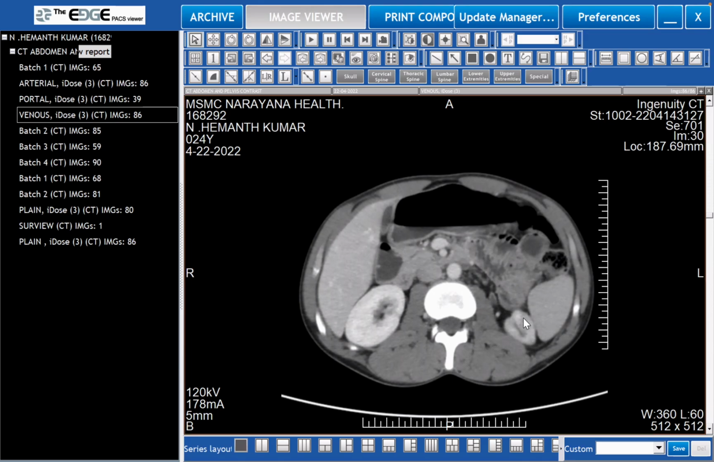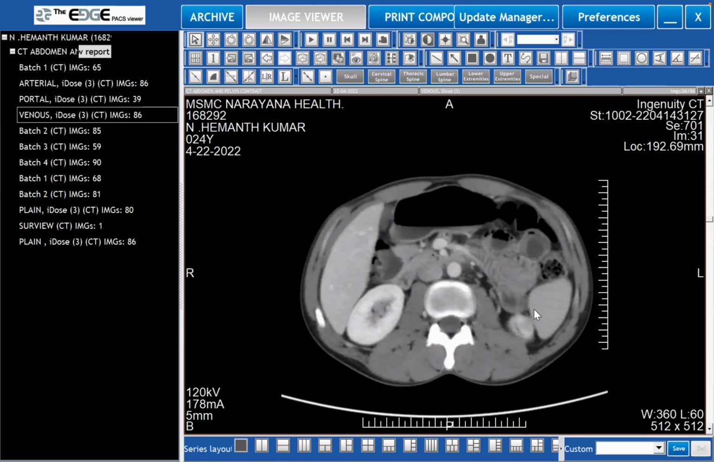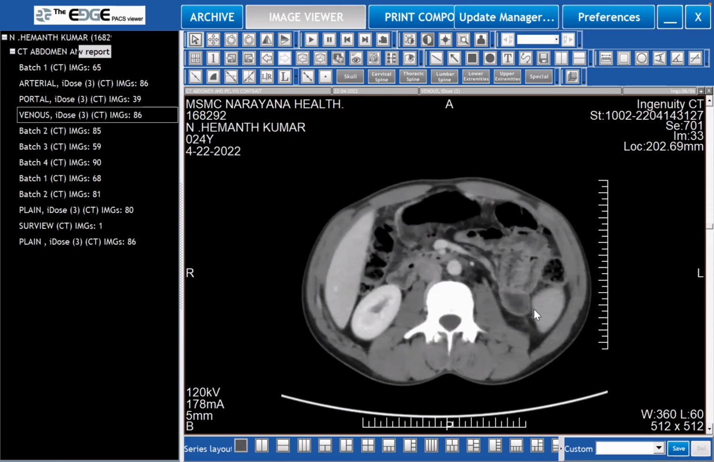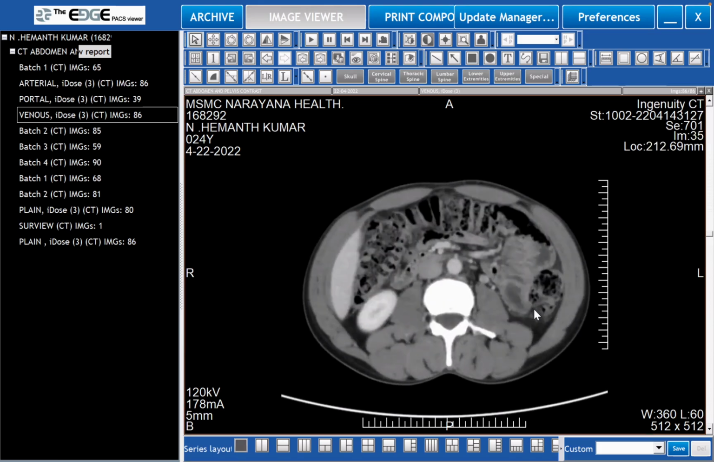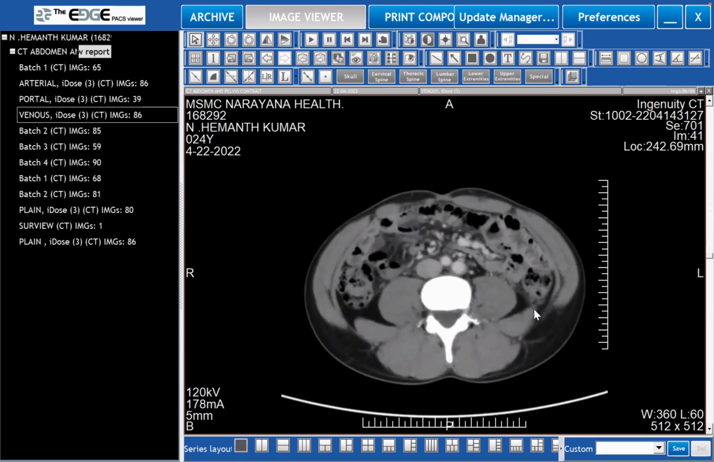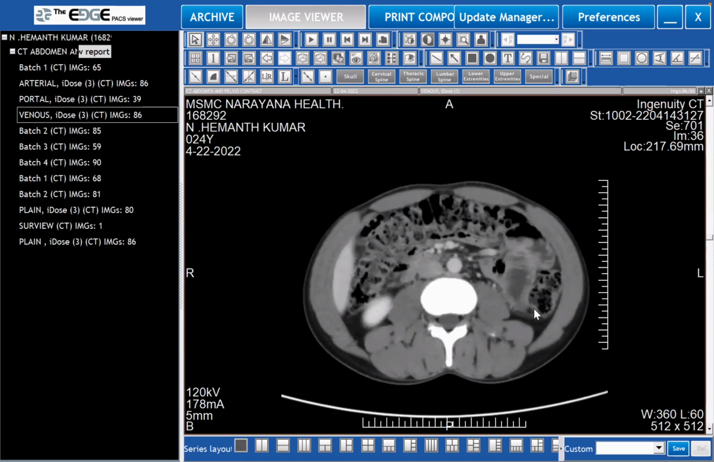Sir, ureter is... Can you see the right ureter? No, sir. Can you see the left ureter? Yes, sir. So is it equal? Does it appear dilated? So it appears dilated and you can follow it down for one or two vertebral levels, and then it starts seeing. Ureter appears dilated, sir.